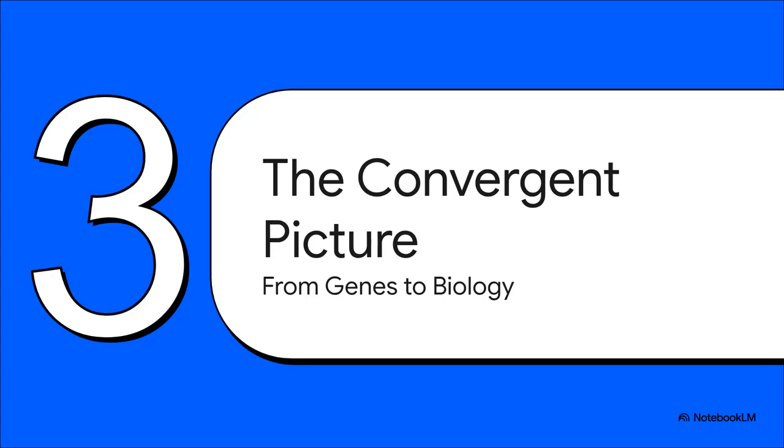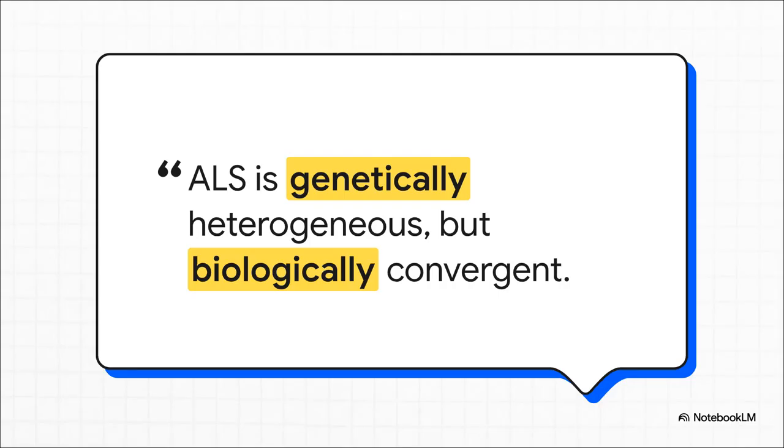Okay, this next part is absolutely crucial. We're about to pivot from just counting genes to understanding what all these different genes actually mean when you put them all together. This is where it all starts to click. I want you to really let this sentence sink in because it is the key to the entire modern view of ALS. Genetically heterogeneous. That just means lots of different genes can cause it. But biologically convergent, that's the magic part. It means they all funnel down and attack the same core systems in the cell.